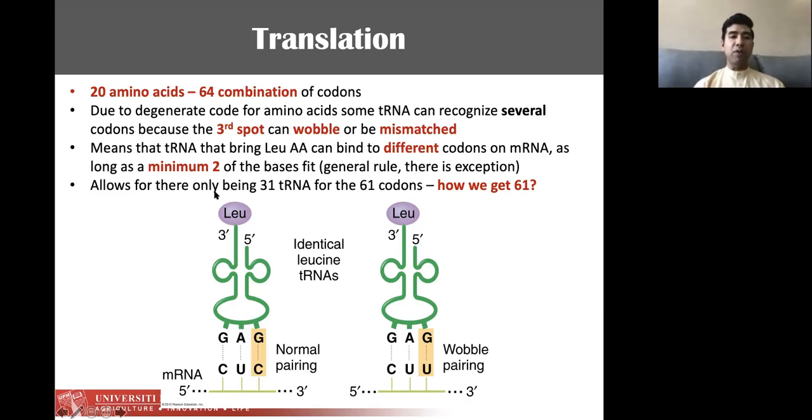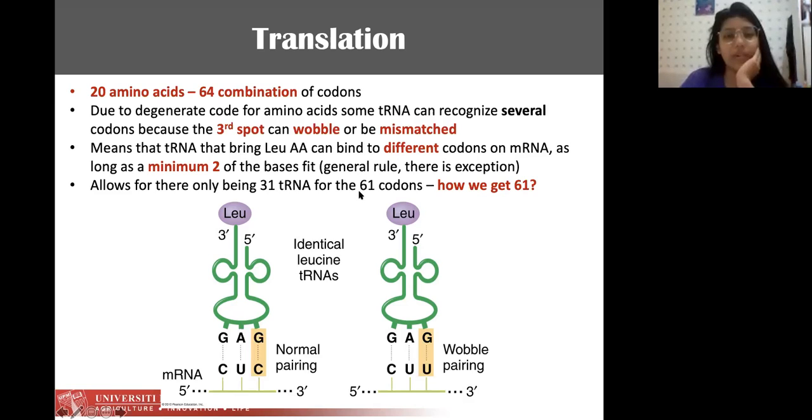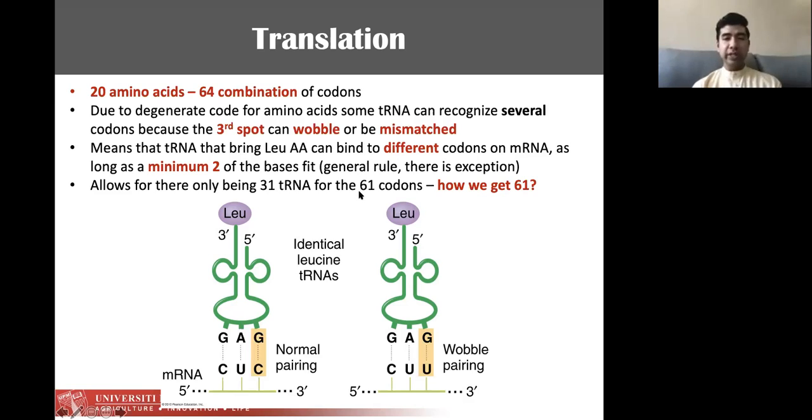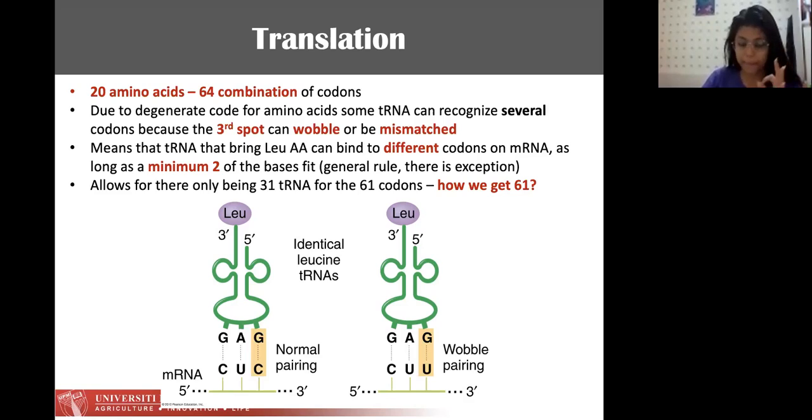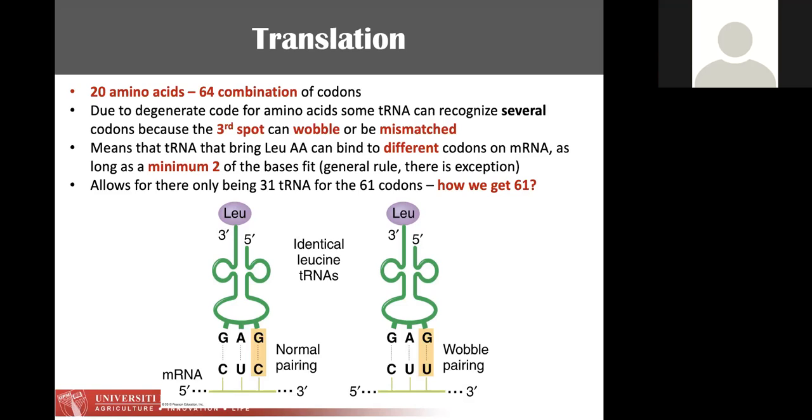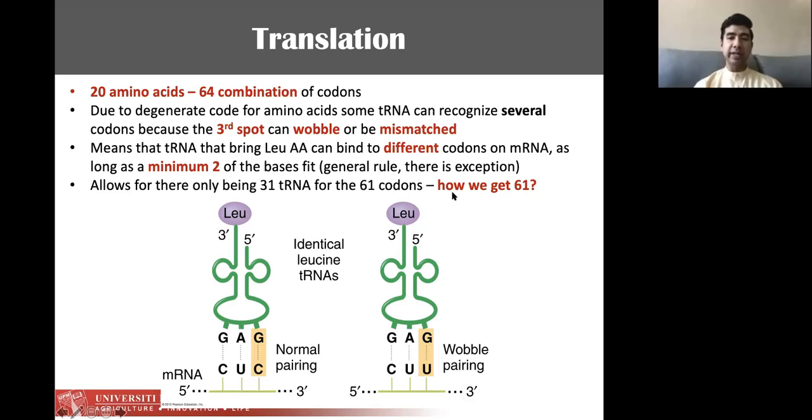Therefore you only have 31 tRNAs that carry 20 types of amino acids for the 61 codons. So my question would be, why 61 out of 64? Why do we only have 61 working codons? Is it the start codon, doctor? Is it because we minus the stop codons? Correct. Because the stop codon does not carry any tRNA. How many stop codons do we have? 3. So 64 minus 3 would be 61. Only 61 codons encode for 20 types of amino acids.